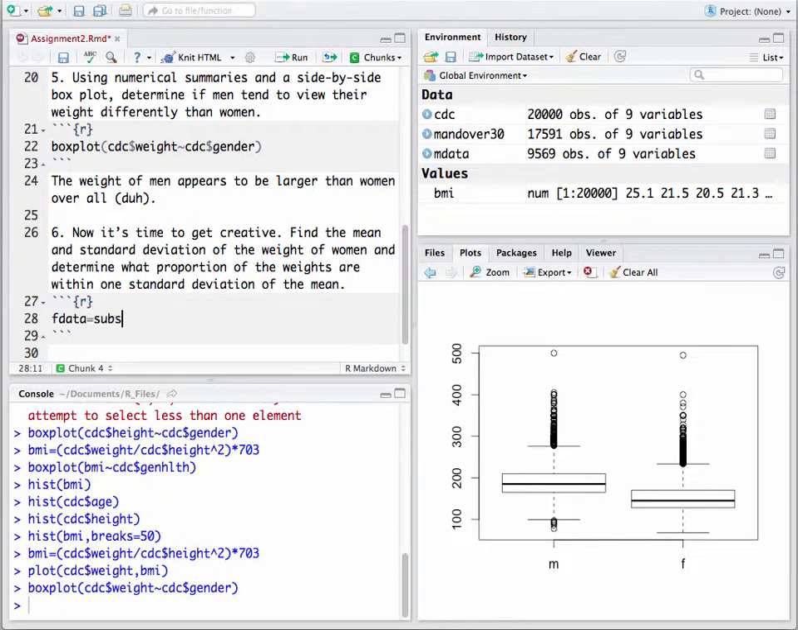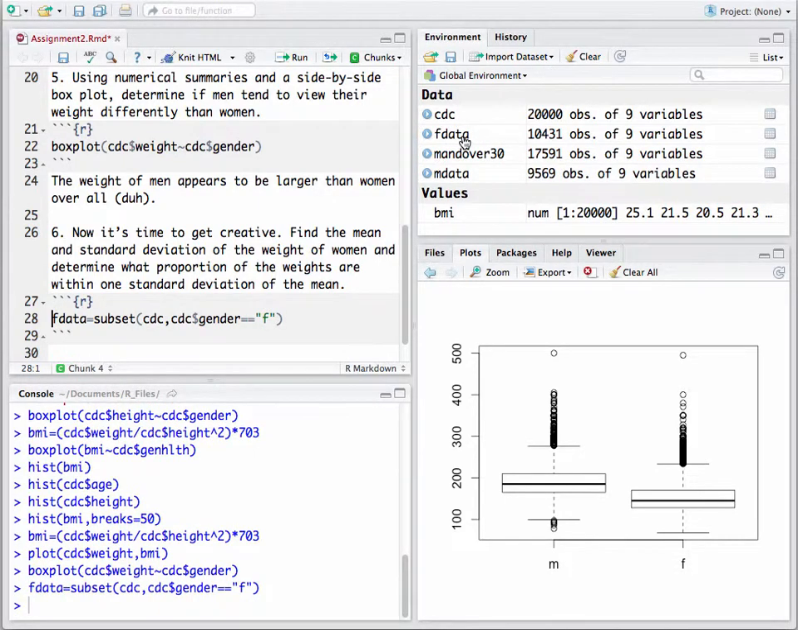And so I know that that's a subset, isn't it? I want to get the subset of just the data that are female. And so I'm going to go into my data set, the CDC, and I want to go in and I want to get what? Well, I want it so that CDC gender is equal to F, unlike M that we had just a few minutes ago, right? And so let's go ahead and run this chunk. And notice now I have a new data frame up here called F data, okay? And so we see this is, you know, what, 10,430 observations and 9 variables, so that's just the women. Okay, so now I have a new data frame that is made up of just the women.